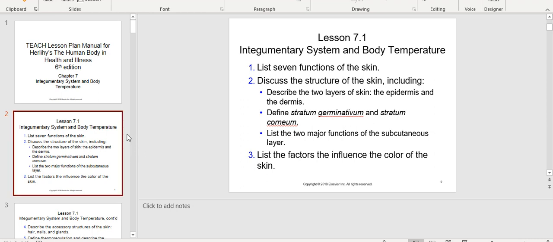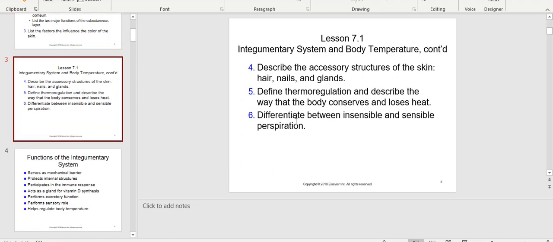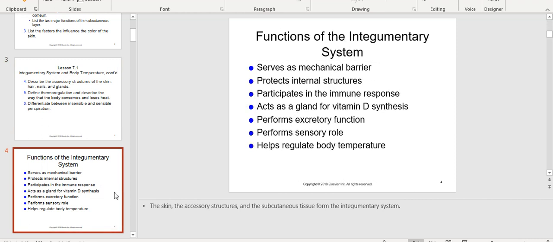List the factors that influence the color of the skin. We're going to describe the hair, nails, and what we call the accessory glands. We're going to define thermal regulation and body heat, losses and gains. Differentiate between insensible and sensible perspiration. So let's have a look here, shall we?